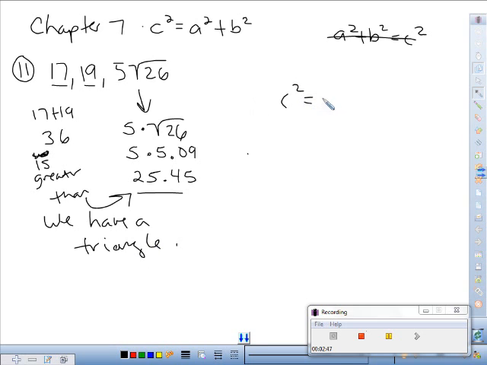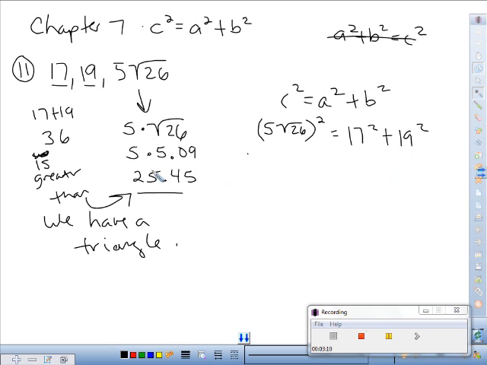So now I'm going to come over here and write down my formula for my Pythagorean theorem. This was just the work to know what this is, so we know which one's bigger, and to check to see if it's a triangle. So now that we know it's a triangle, I'm going to put 5 square root of 26 squared. Why did I put it? Because it's the biggest one. Isn't the 25.45 bigger than the other two? And then I'm going to put 17 squared, 19 squared.